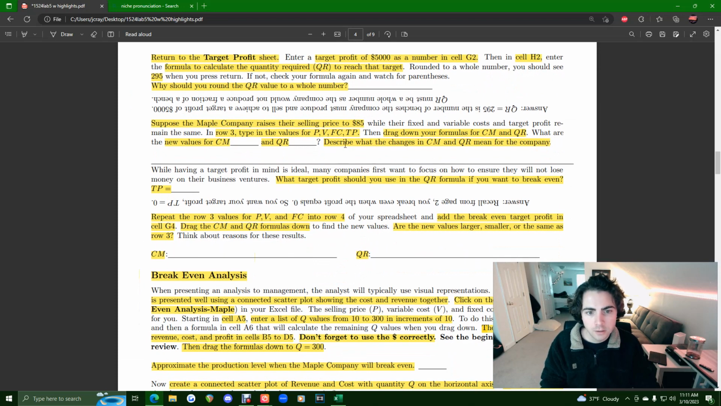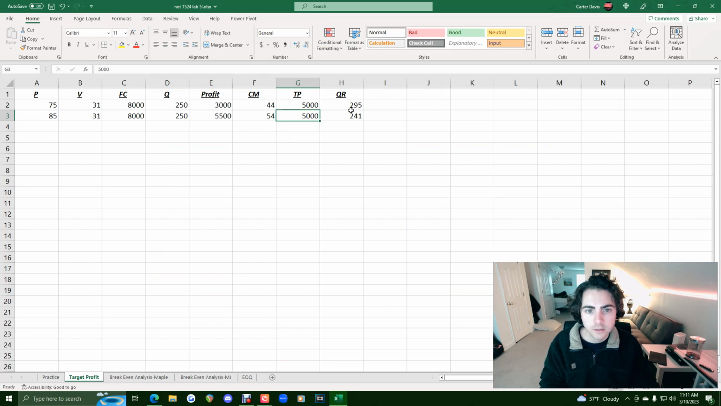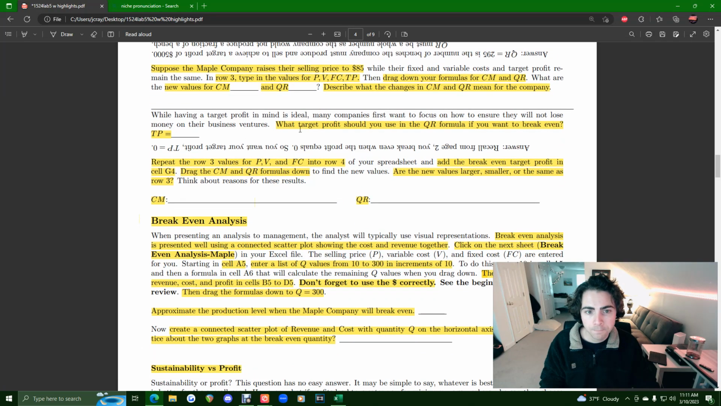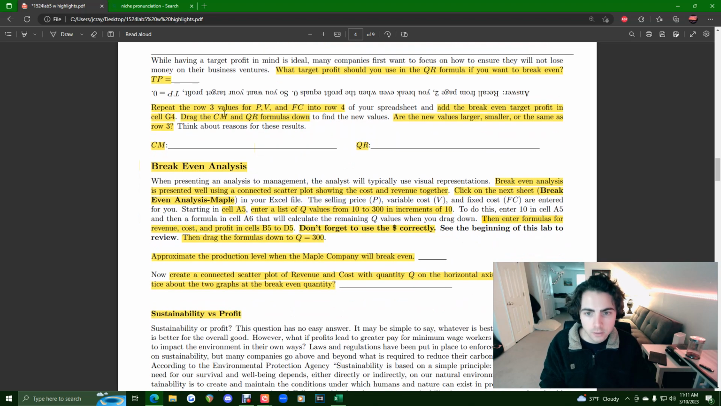So describe what the changes in those mean for the company. I mean, I kind of just did. You can sell less if you price them more and still reach your target profit. What target profit should you use in the QR formula if you want to break even? Well, the profit for breaking even is just 0. So your target profit, if your target is just to break even, is 0.